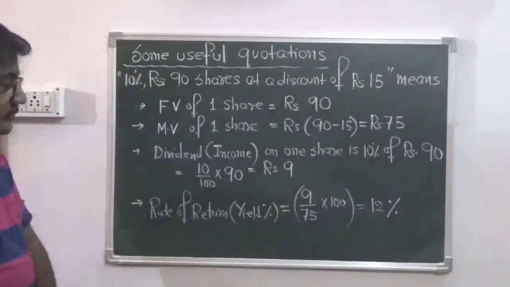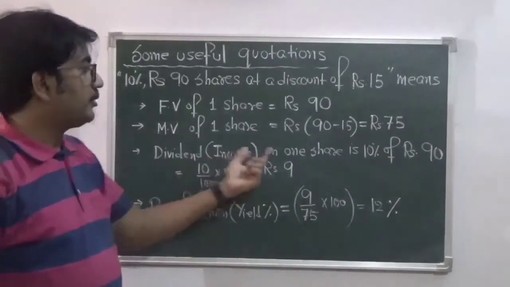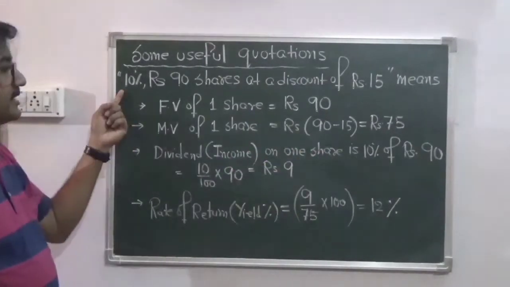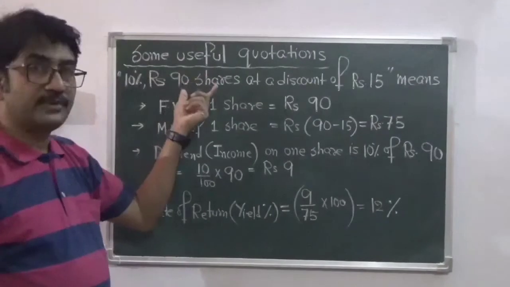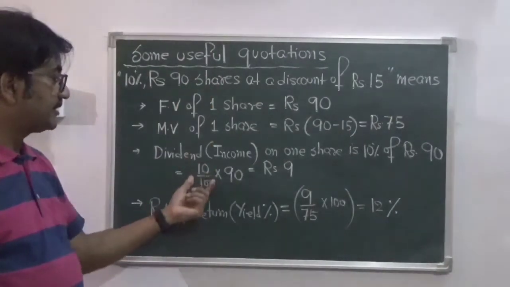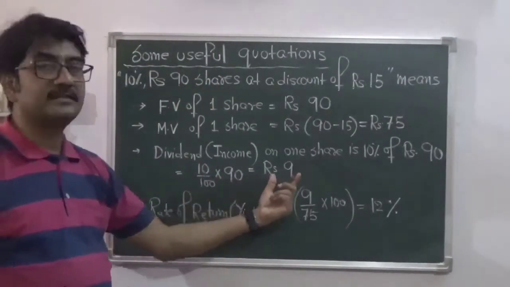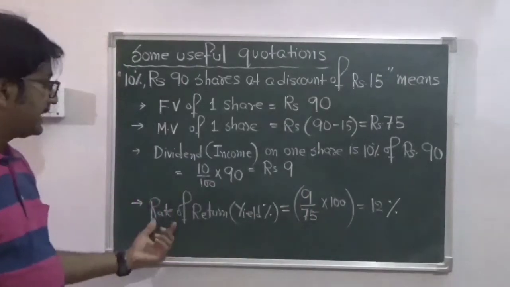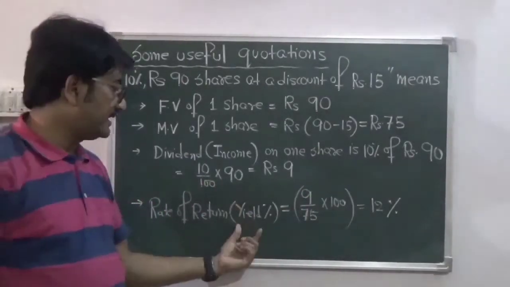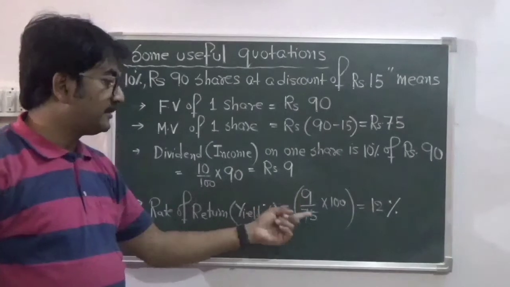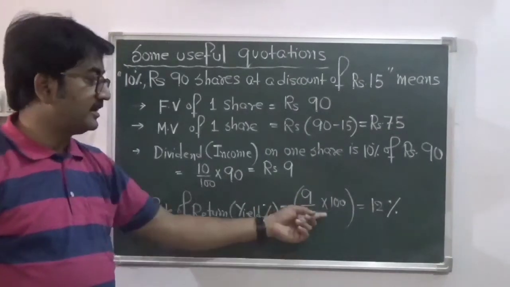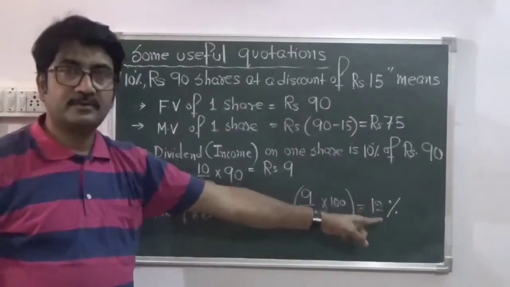Now as usual, dividend or income on one share is given as 10% and that is on the face value. So that comes to 10% of face value, that comes to rupees 9. Then finally the rate of return, or the dividend percent, that is the income on one share divided by the market value into 100, that comes to 12%.